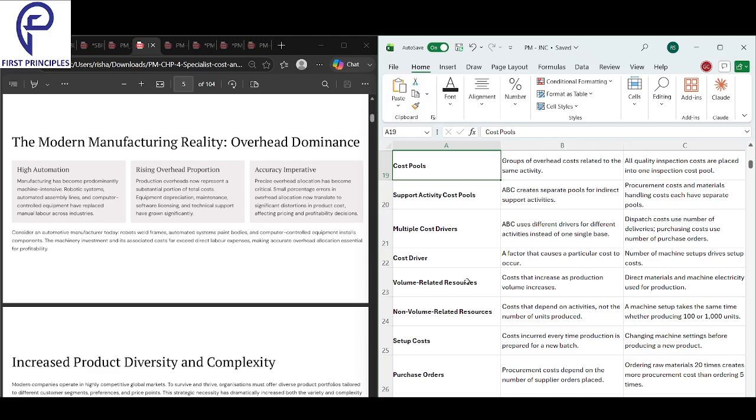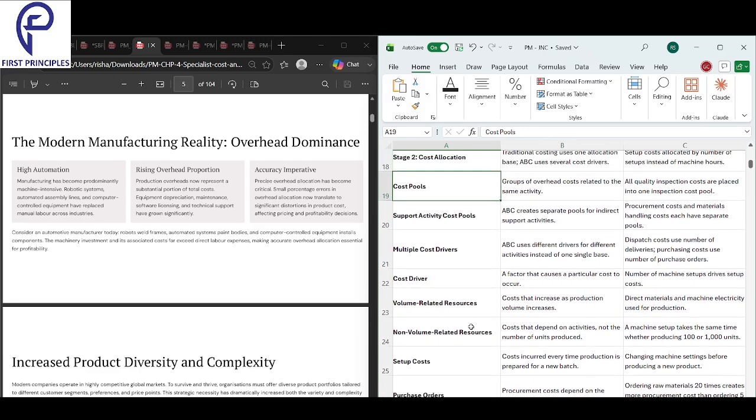What drives your cost? What do you do more of for the cost to increase? That is your cost driver. So we understood what a cost driver is.